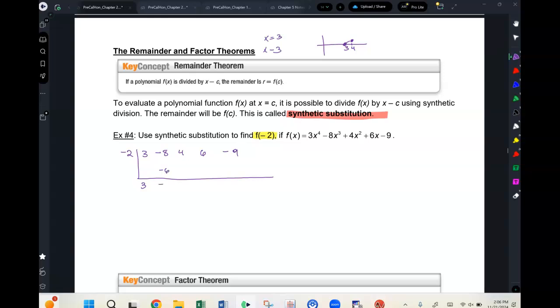-6, -14. I don't know. 28, 32, -64, -58. What's 2 times 58 these days? 107. Okay, it doesn't matter. But now we know what the y value is. So now we know that f of -2 is 107.